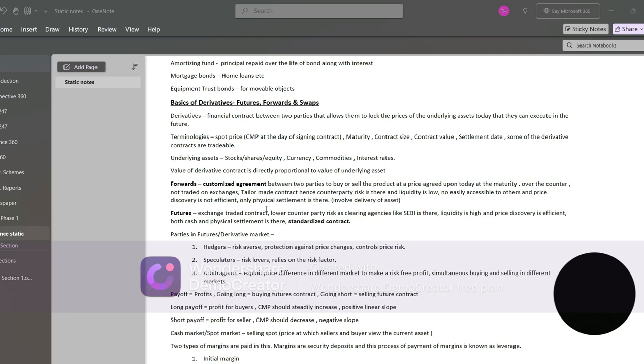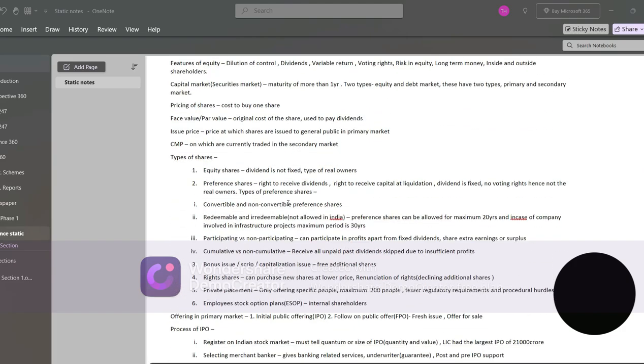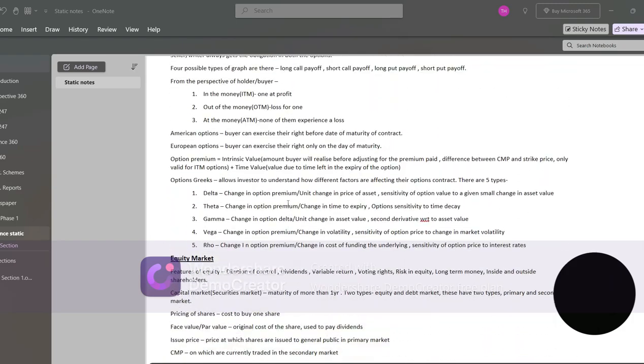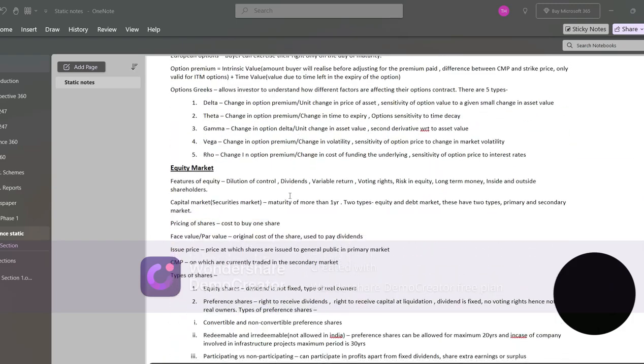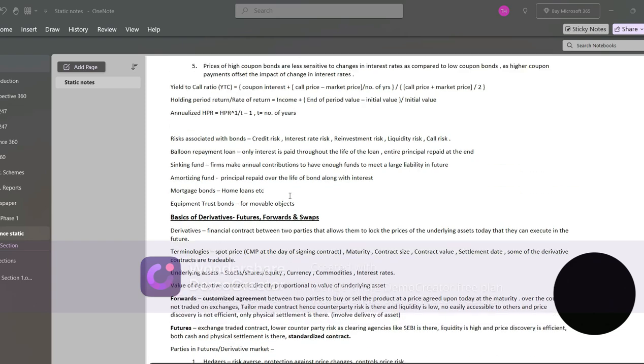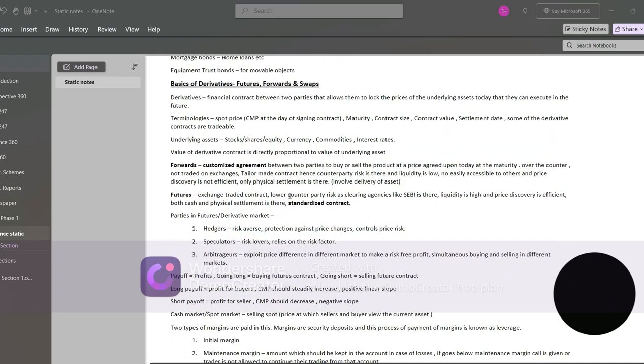Hello everyone, good morning. Today I will be teaching another chapter, Basics of Derivatives, which are basically futures, forwards and swaps, and then I will be teaching options also. After this chapter, in the evening, I will most probably upload a video of equity market as well. Now this chapter is a bit conceptual, so I think it will take a bit of time. Okay, let's dive into it.